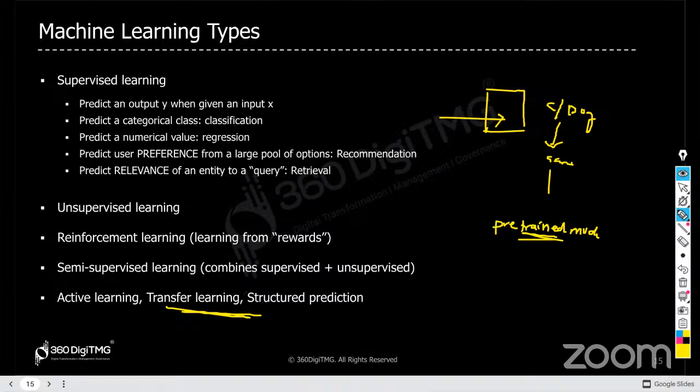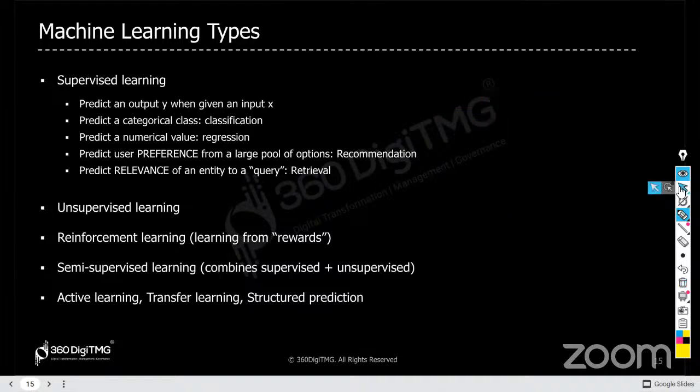The knowledge that I got from one particular case is transferred to another one, which is called as transfer learning. And what is structured prediction? Structured prediction means whenever we have a sequence of words, you can use this structured prediction. This is about the machine learning types, that is supervised, unsupervised, semi-supervised, reinforcement learning, transfer learning, and also structured prediction. These are the things present, and what else? Let's see what else there is.